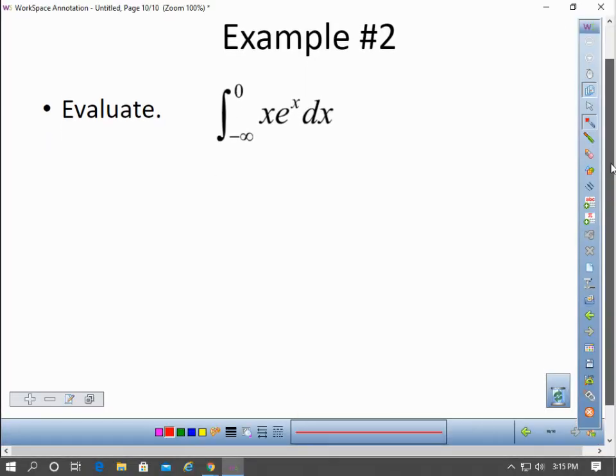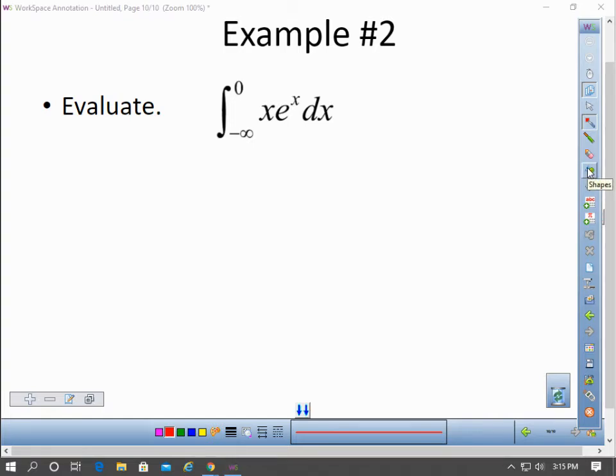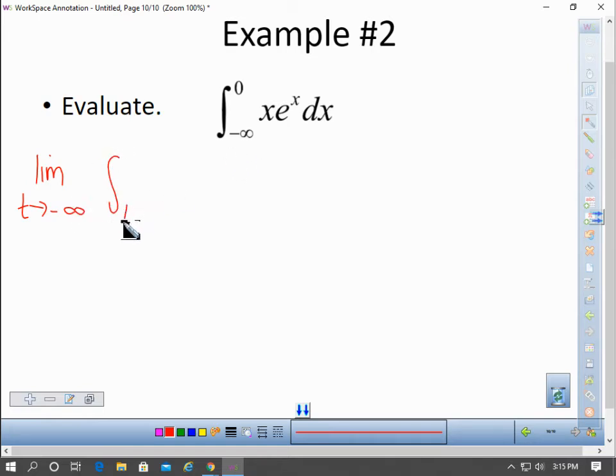All right, so now let's look at this problem. For this problem, I've got the infinity in the a value. It's a negative infinity. So first thing I'm going to do, I'm going to take the limit and let t go to negative infinity. So I'm going to replace the negative infinity with a t. That's the first thing you do. So you're replacing the negative infinity with a t, and then we're doing the limit of this integral and letting t go to negative infinity. Okay? That's all you do, just setting it up.